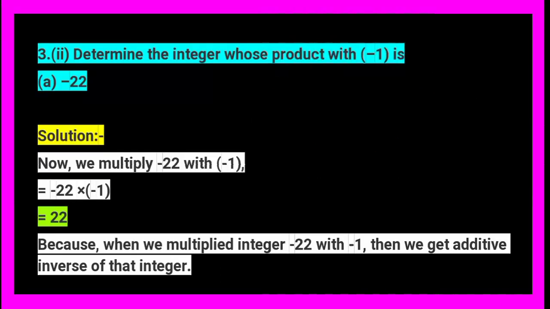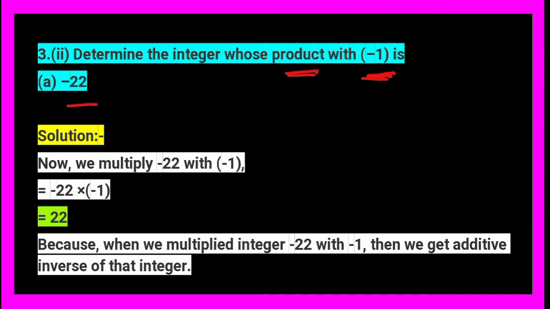Question number 3, second. Determine the integer whose product with minus 1 is given. So first of all, here you have to do multiplication. Product means you have to do multiplication. Whatever the number is given to you, you have to multiply it with minus 1, and then find out the answer.